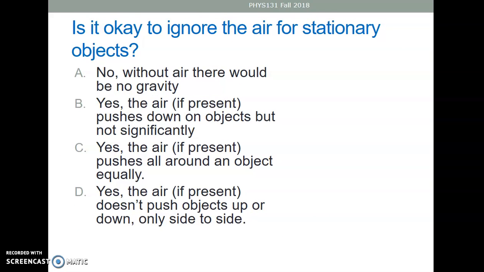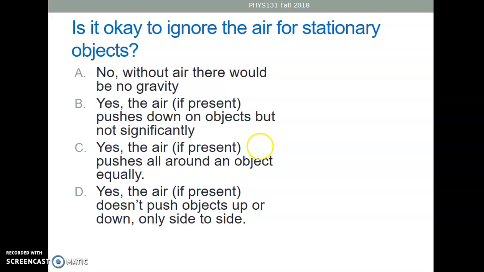Is it okay to ignore the air for stationary objects? I assume what they mean here is the force of the air. A, no, without air there would be no gravity. Or B, yes, the air, if present, pushes down on objects, but not significantly. Or C, yes, the air, if present, pushes equally all around an object. Or D, yes, the air, if present, doesn't push objects up or down, only side to side. Okay, pause the video and make your answer.